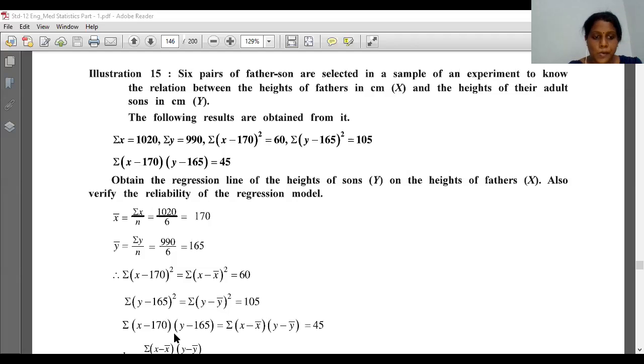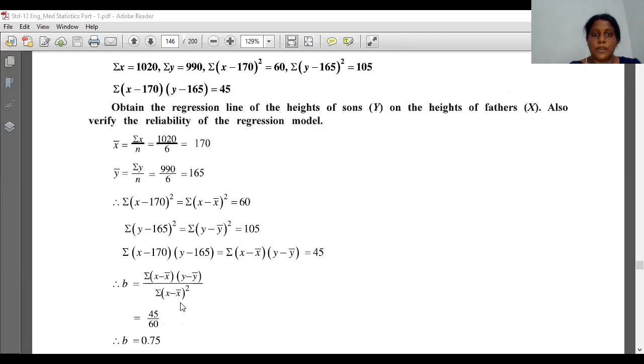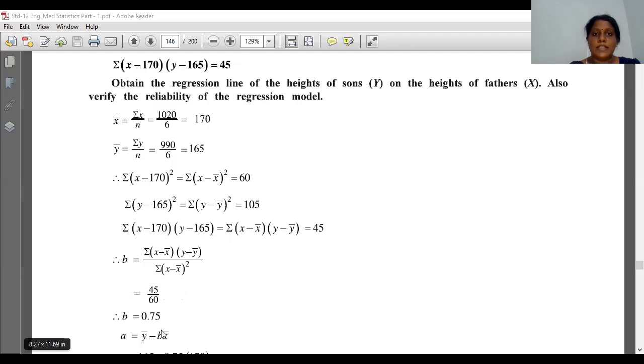Okay. Now sigma (x minus 170)(y minus 165) is equal to sigma (x minus x bar)(y minus y bar), that is equal to 45. Okay. Now we will substitute the value in the formula. Now our step 2 is to find b. B is to write the formula. So here, according to this information, our formula is sigma (x minus x bar)(y minus y bar) upon sigma (x minus x bar) the whole square. Now sigma (x minus x bar)(y minus y bar) is 45 upon 60, that is 0.75.